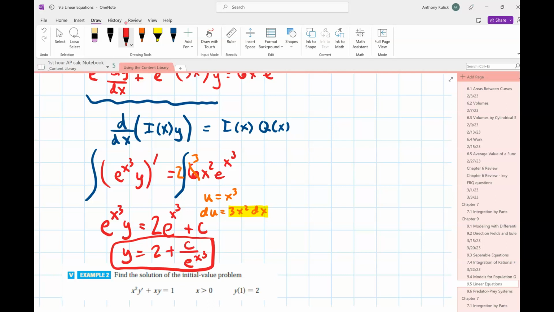Huh? It's okay? How were you able to take the... I divided both sides by e to the x cubed to get the y by itself. So it just canceled off the 2. Yep, exactly right.